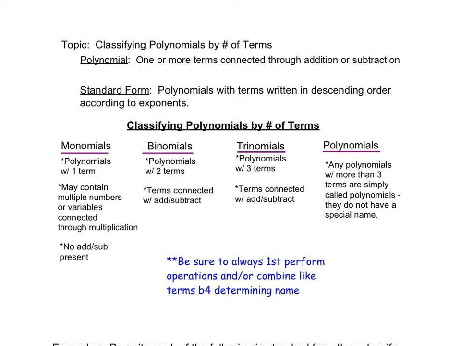We're always going to want to write our polynomials in standard form, so that means the exponents of our terms will be in descending order, so going down. And one last thing: always remember to first perform any operations or combine like terms before you determine which of the following types of polynomials you have. Once again, if you don't have all this down before I change the page, please pause the video to copy it down, or take a minute to read through each piece more thoroughly.